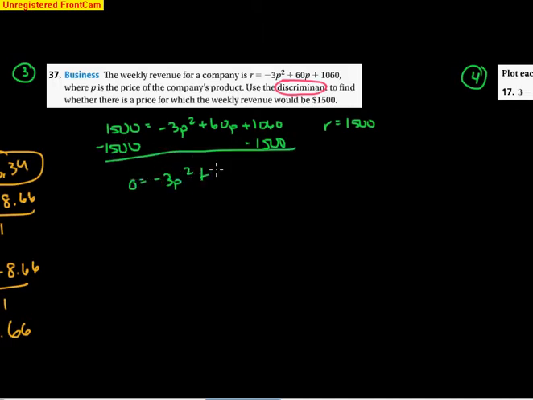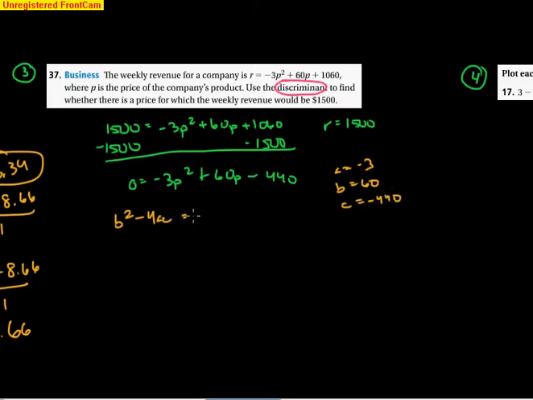0 equals negative 3p squared plus 60p. This becomes minus 440, right? 1060 minus 1,500 minus 440. And now I'm going to use the discriminant. Remember, the discriminant is just the part under the square root. B squared minus 4ac. In this problem, a is negative 3, b is 60, and c is negative 440.